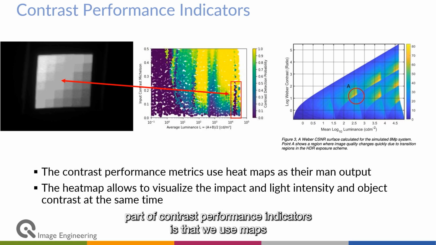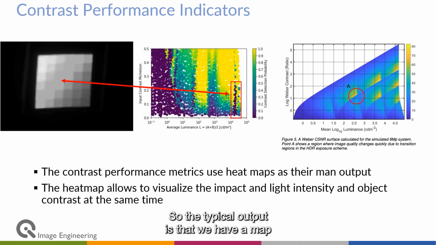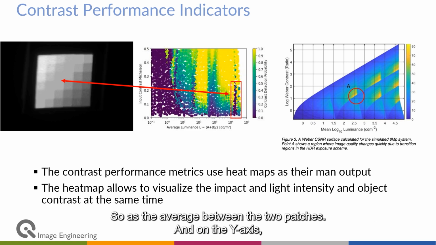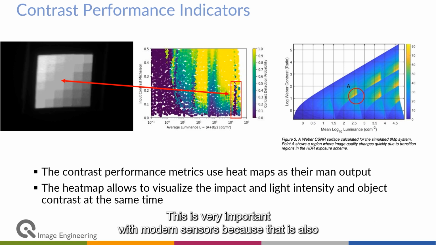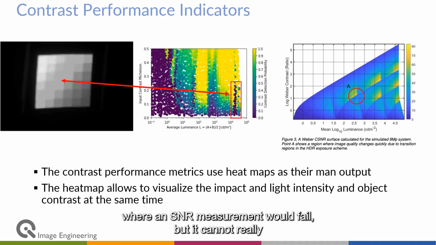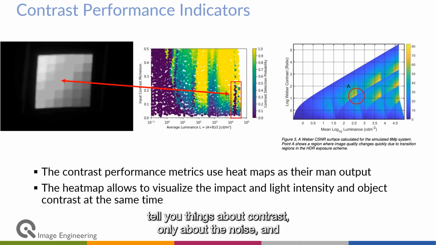The interesting part of contrast performance indicators is that we use maps as the main output for visualization of the results. The typical output is a map where you have on the x-axis the scene luminance, so the average between the two patches, and on the y-axis the contrast between the patches. That way we can see the impact of contrast and luminance at the same time. And that is very important with modern sensors, because that is also where an SNR measurement would fail. It cannot really tell you things about contrast, only about the noise. Here we can really see both combinations and derive useful information for our use cases.